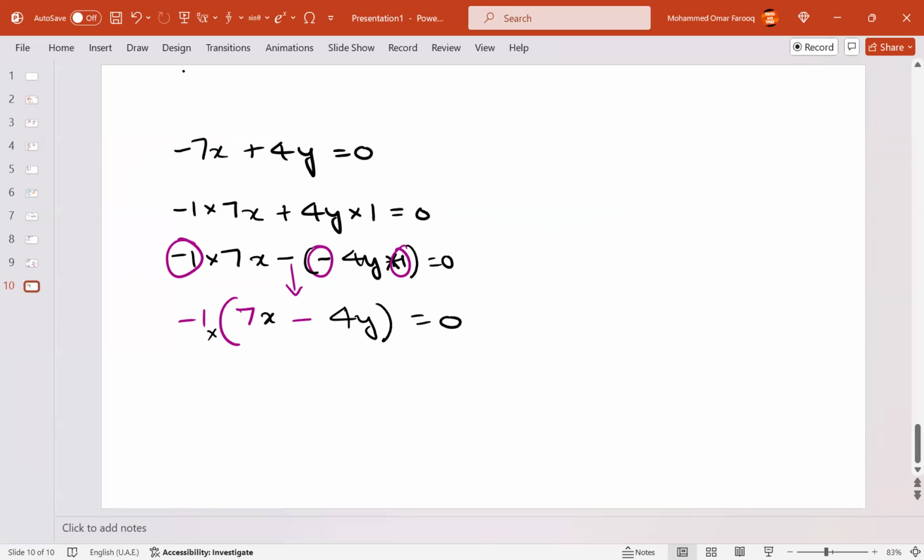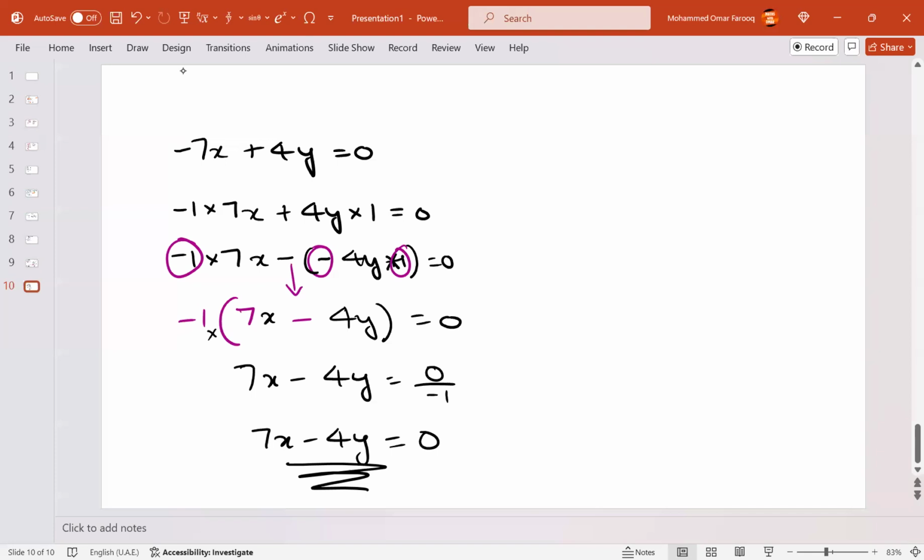Now what do I have in between? Multiplication. So when I transpose that multiplication, what will you have? 0 divided by minus 1. So what is 0 divided by any number? 0. Okay, sir. Understood? Thank you, sir. Yes, welcome.